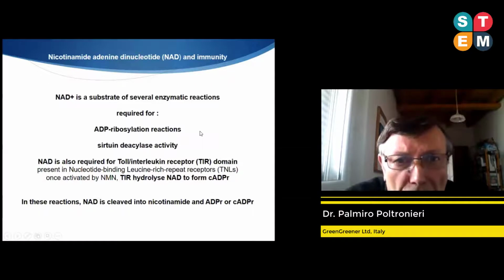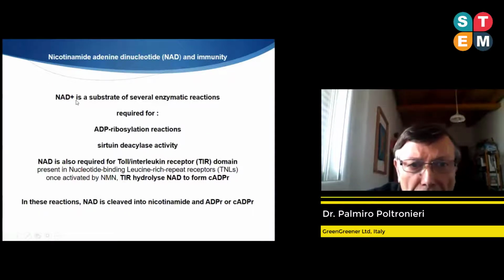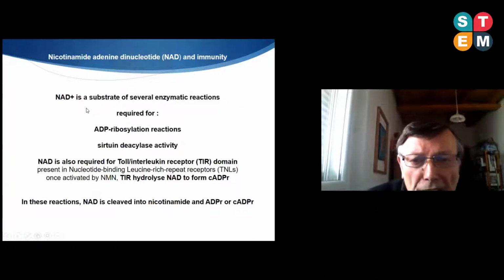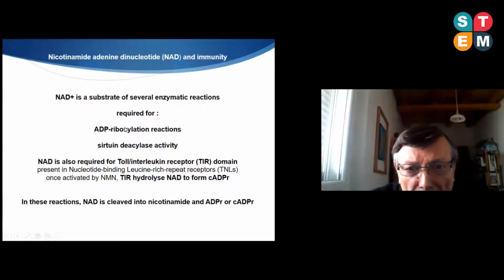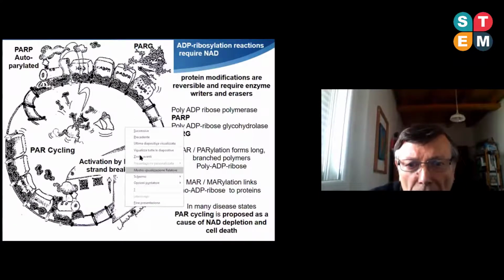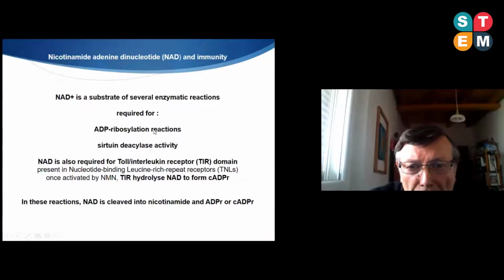But coming to the topic of this presentation, nicotinamide adenine dinucleotide, NAD, is a substrate of enzymes. It is required for ADP-ribosylation. It is required for sirtuins, that deacetylate proteins, and is required for the TIR domain. It stands for Toll/interleukin receptor domain. This domain is present in resistance genes, and the TIR domain hydrolyzes NAD to form nicotinamide and cyclic ADP-ribose.